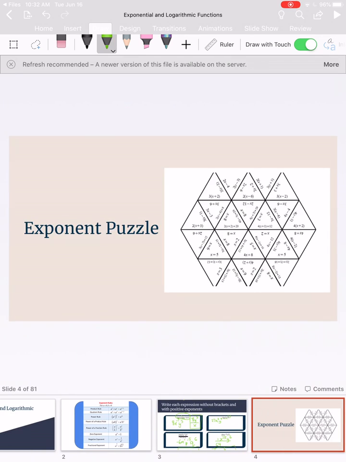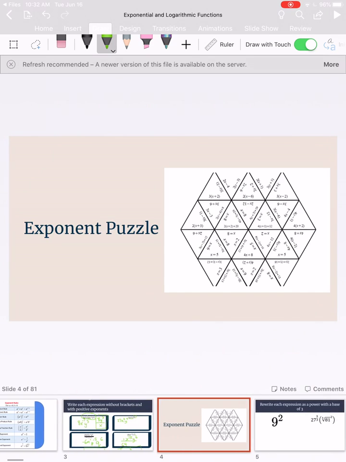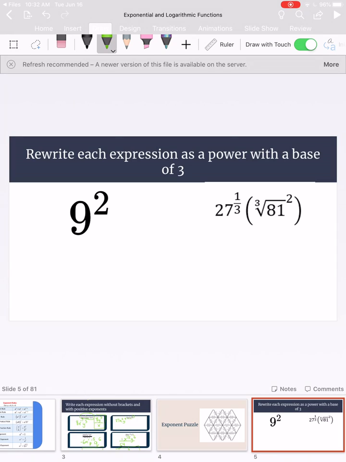So there is an exponent puzzle that I handed out in class, lots of great review questions. So if you weren't here, you didn't get a chance to try it, ask, and I can let you take a copy home. So now it says rewrite each expression as a base with a power of 3. So what we're going to do is replace this 9 with 3 to the power of 2.